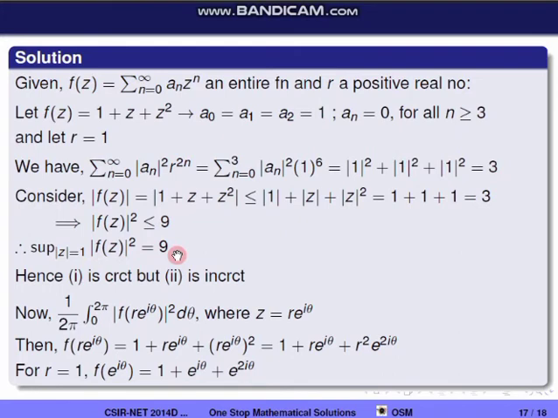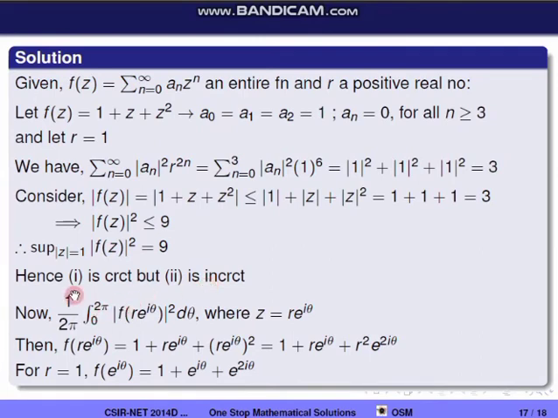So we are getting sigma n is equal to 0 to infinity mod an square r power 2n is less than supremum of this. But supremum of this is not less than sigma n is equal to 0 to infinity mod an square r power 2n. That is, 1 is the correct option but 2 is incorrect.